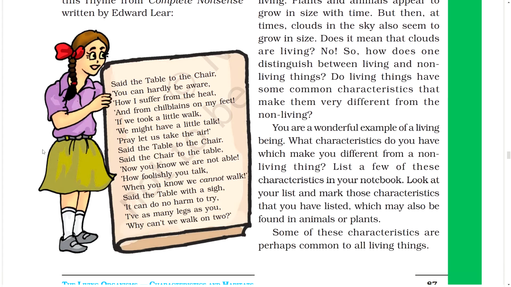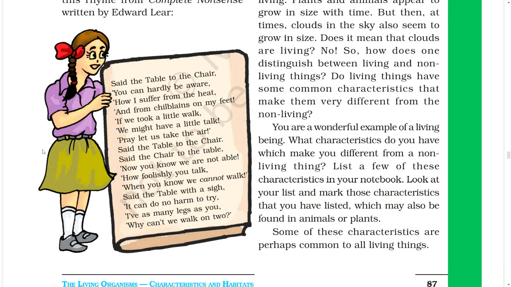You are a wonderful example of a living being. What characteristics do you have which make you different from non-living things? List a few of these characteristics in your notebook. Look at your list and mark those characteristics that you have listed, which may also be found in animals or plants. Some of these characteristics are perhaps common to all living things.